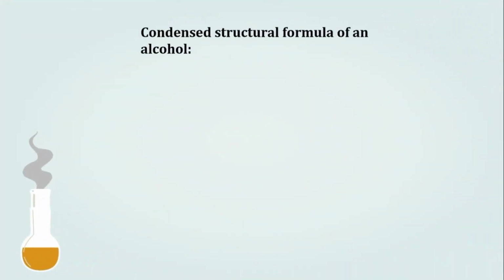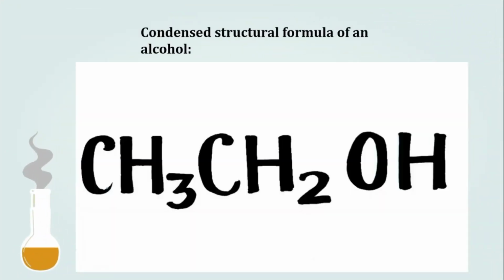Next is the condensed structural formula of an alcohol. A condensed structural formula is a structural formula that uses groupings of atoms, in which central atoms and the atoms connected to them are written as a group.